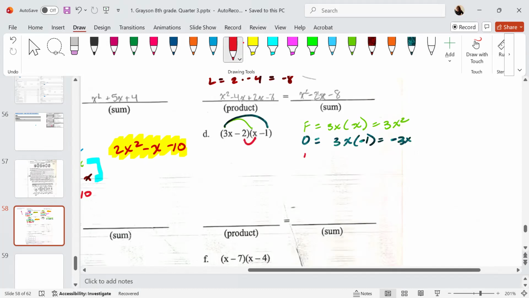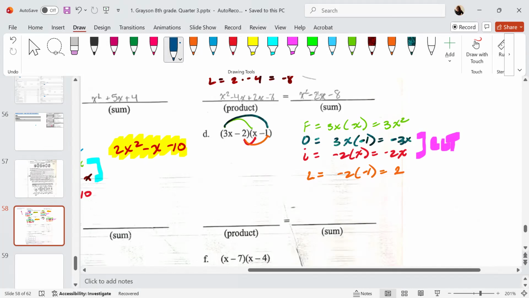Good. What's inner? Negative 2x. And then what is last? Positive 2. Yep. And then you combine your like terms, right? Which then gives you 3x squared minus, you combine the negative 3 and the 2, which is the negative 5x plus 2.